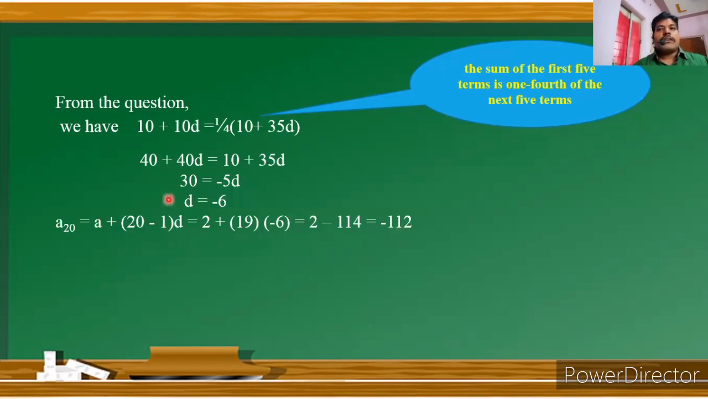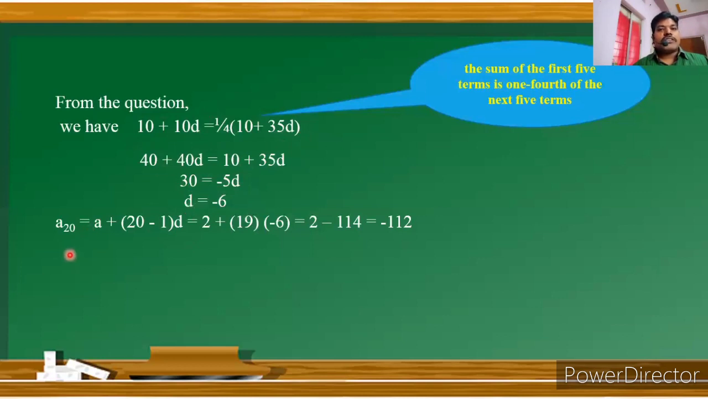So all are understood, students? First take the first 5 terms, and they have already given the first term a. So take the first 5 terms and add. That value is 10 plus 10d, equal to 1/4 of the next 5 terms, that means the sum of the 6th, 7th, 8th, 9th and 10th terms, that is 10 plus 35d. Then cross multiply, 4 into these terms, so you get 40 plus 40d equal to 10 plus 35d. Take that 10 to this side, it will become 30. Take 40d to this side, it will become minus 5d. So the d value will become minus 6.